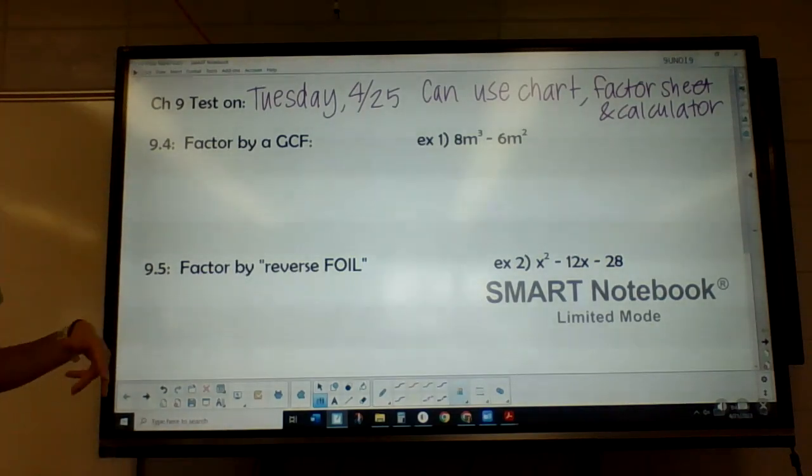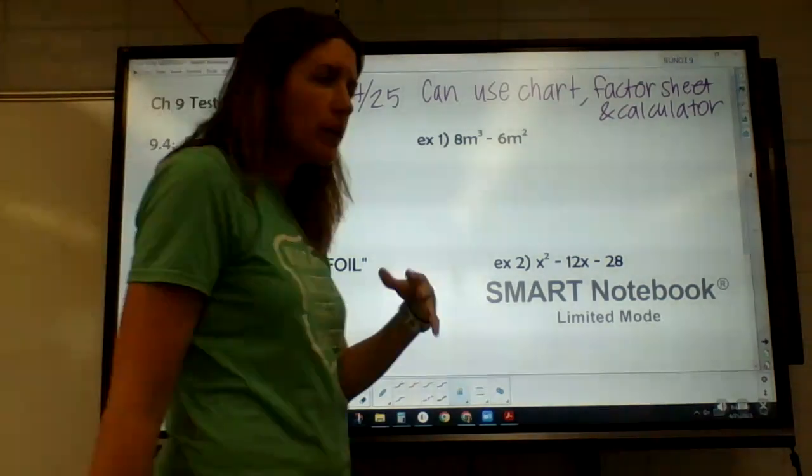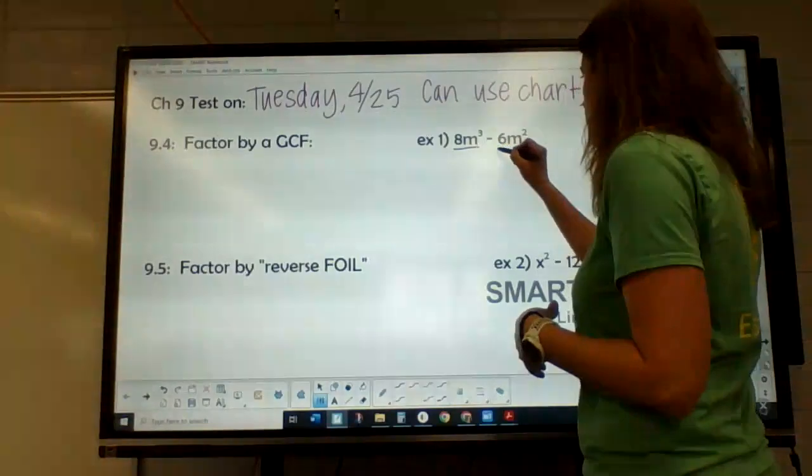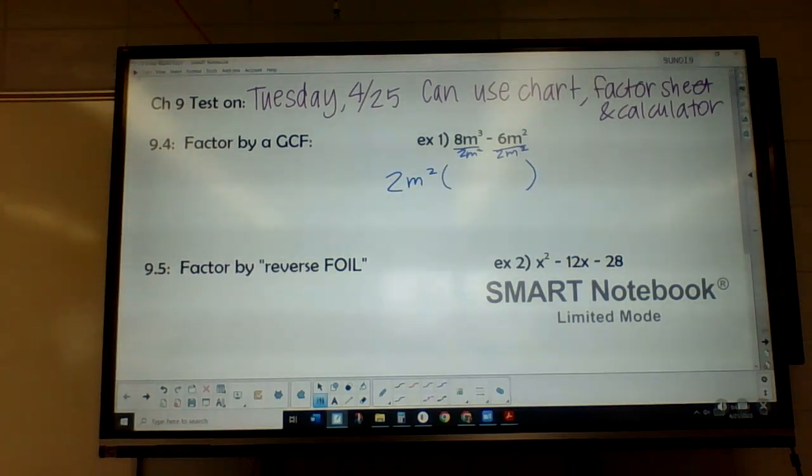So factoring by a GCF, we're going to pull out what's common among the terms. Between the 8 and the 6, what number is common? Yep, 2. And then how many m's? 2 as well. So 2m to the second can be taken out. So we're going to factor that out of each of these. And again, I'm just doing practice problems from the test, so this is kind of just review for you guys to go through some different types of problems.